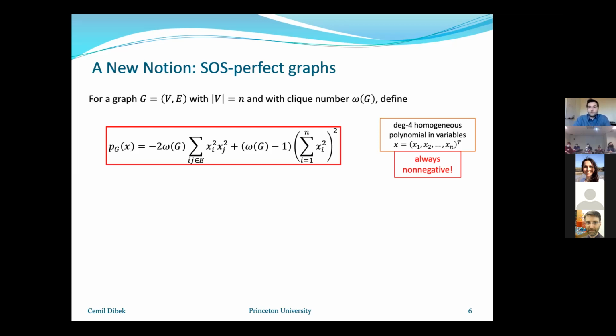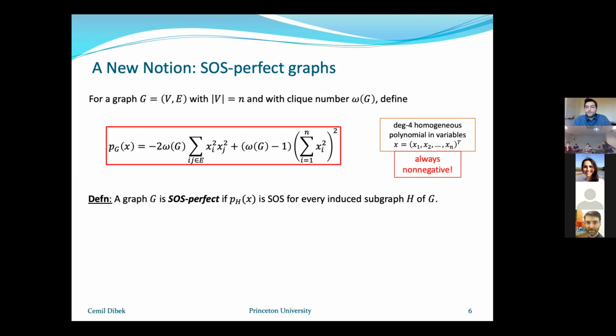And the second thing to observe, it's not immediate to see, but I will show you why. It's also true that this polynomial is always non-negative, meaning that for every graph G, this polynomial is a non-negative polynomial. And whenever you have a non-negative polynomial, you should ask, when is it SOS? And so we define the following notion. A graph G is SOS perfect if this polynomial, if P_H(x) is SOS for every induced subgraph H of G.